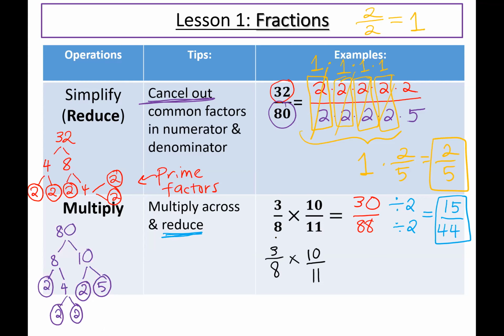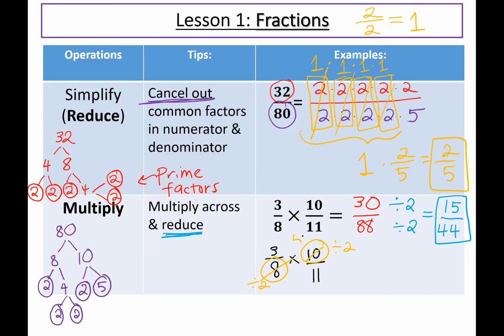Okay, what does that mean? I can't reduce 3/8 and I also can't reduce 10/11, but I can do something called cross canceling or cross reducing. I can look sort of diagonally here. Is there a number in either of the numerators that has any common factor with either of the denominators? So what we should be noticing here is actually the 10 and the 8 have a 2 in common.